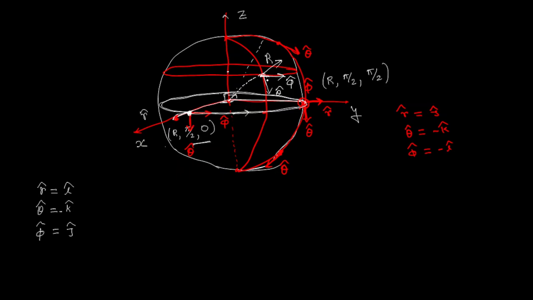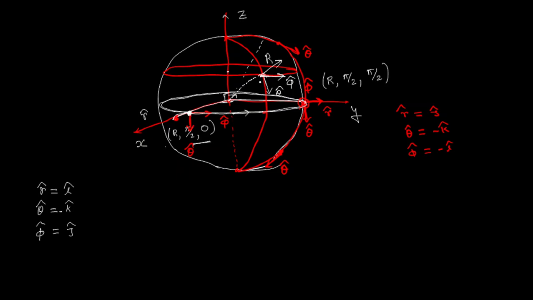So let me summarize this again. So r cap will always be radial outward. For theta cap and phi cap, what do we have to do? For theta cap, we have to draw a semicircle from north pole to south pole that passes through this point, and then we draw a tangent on this semicircle from north to south. And the direction of this tangent will give you the direction of theta cap.